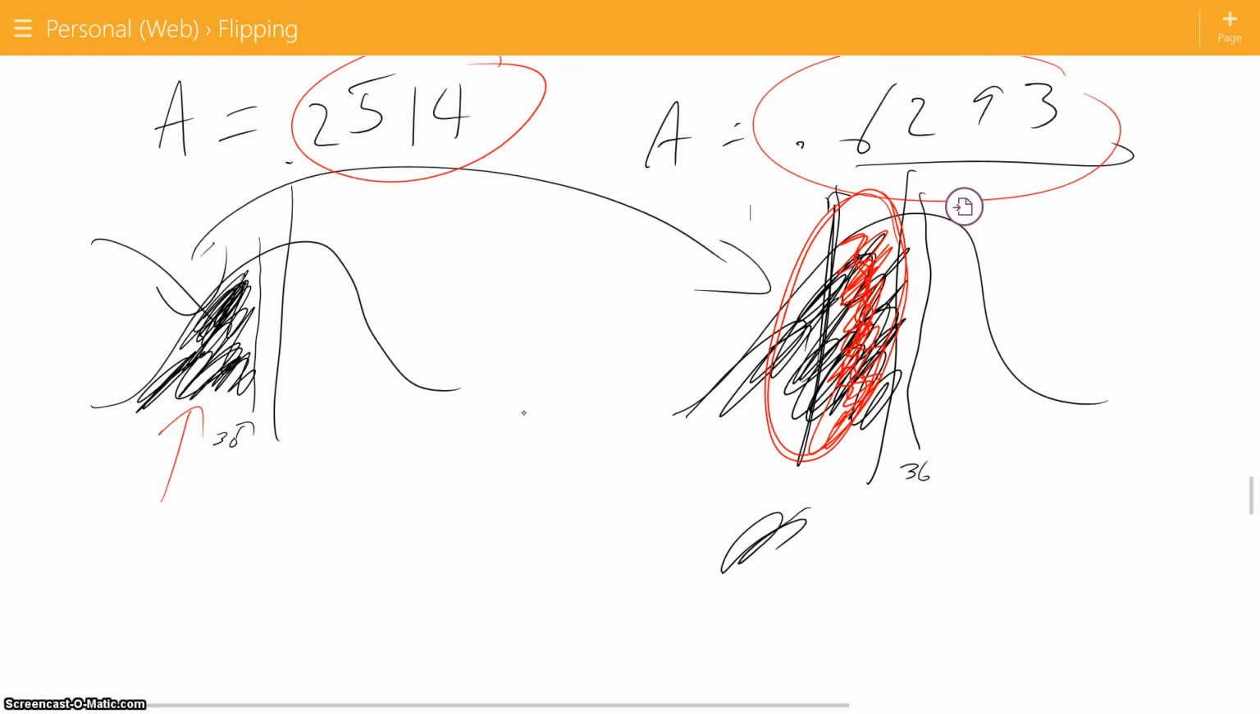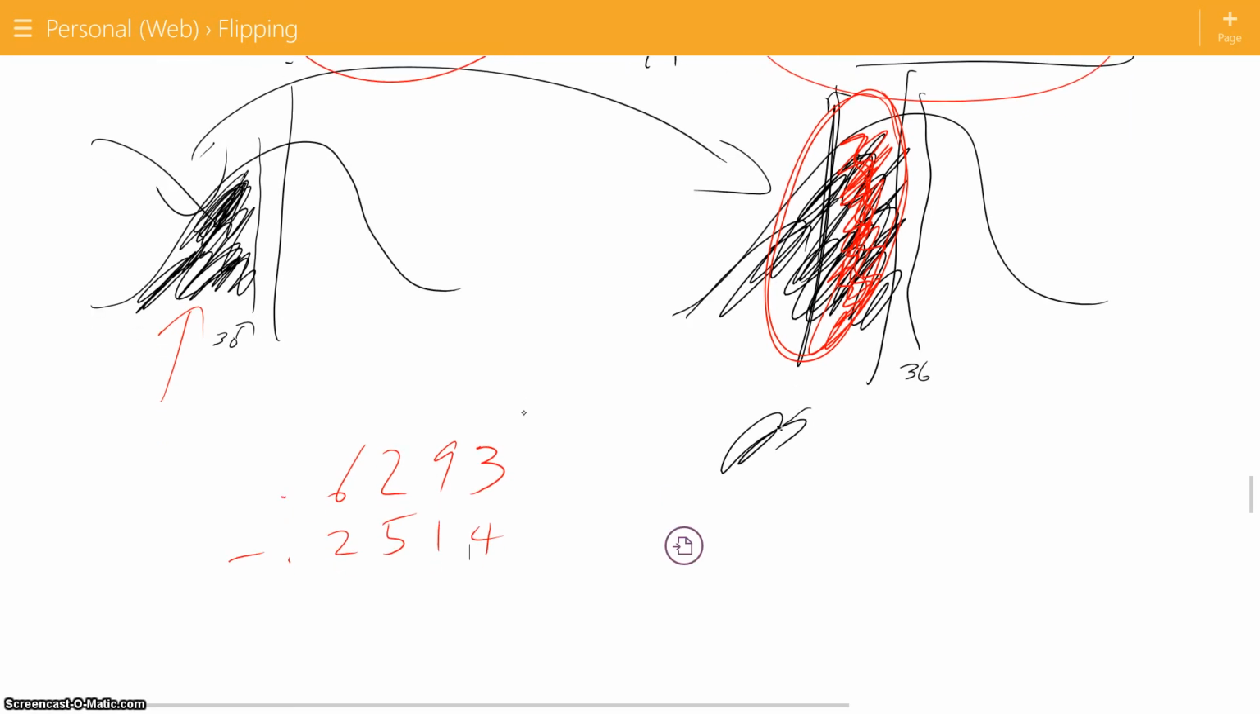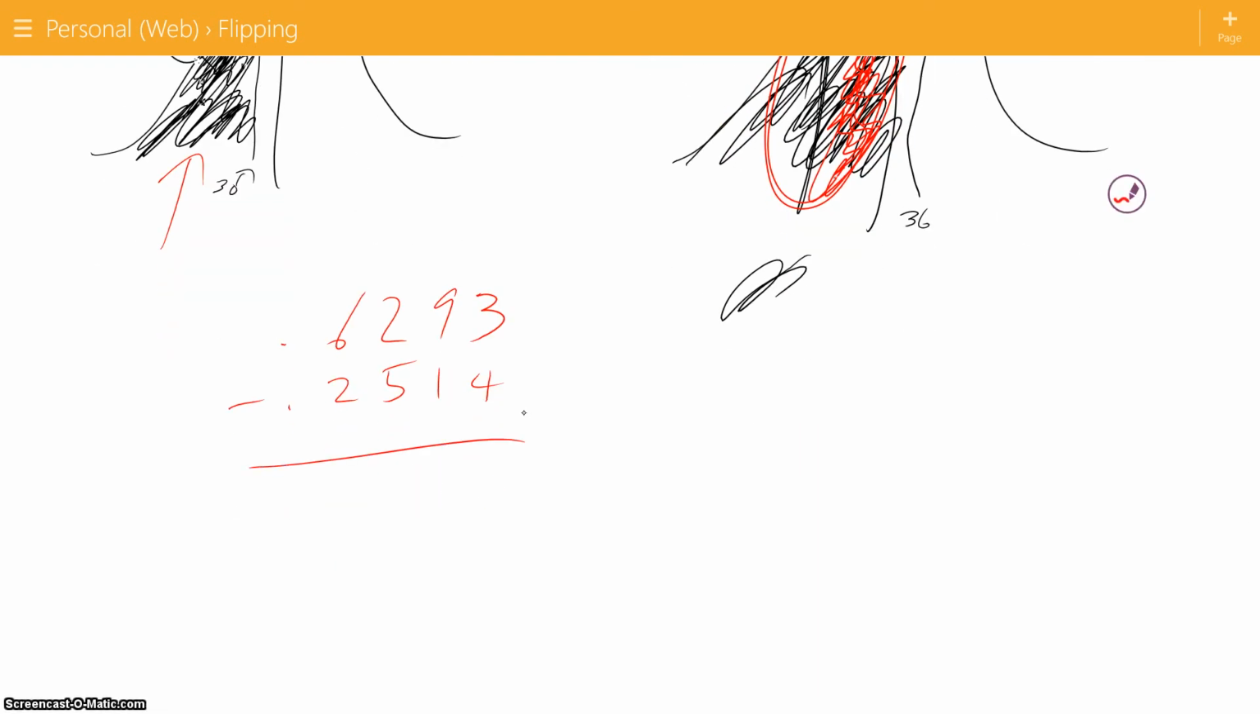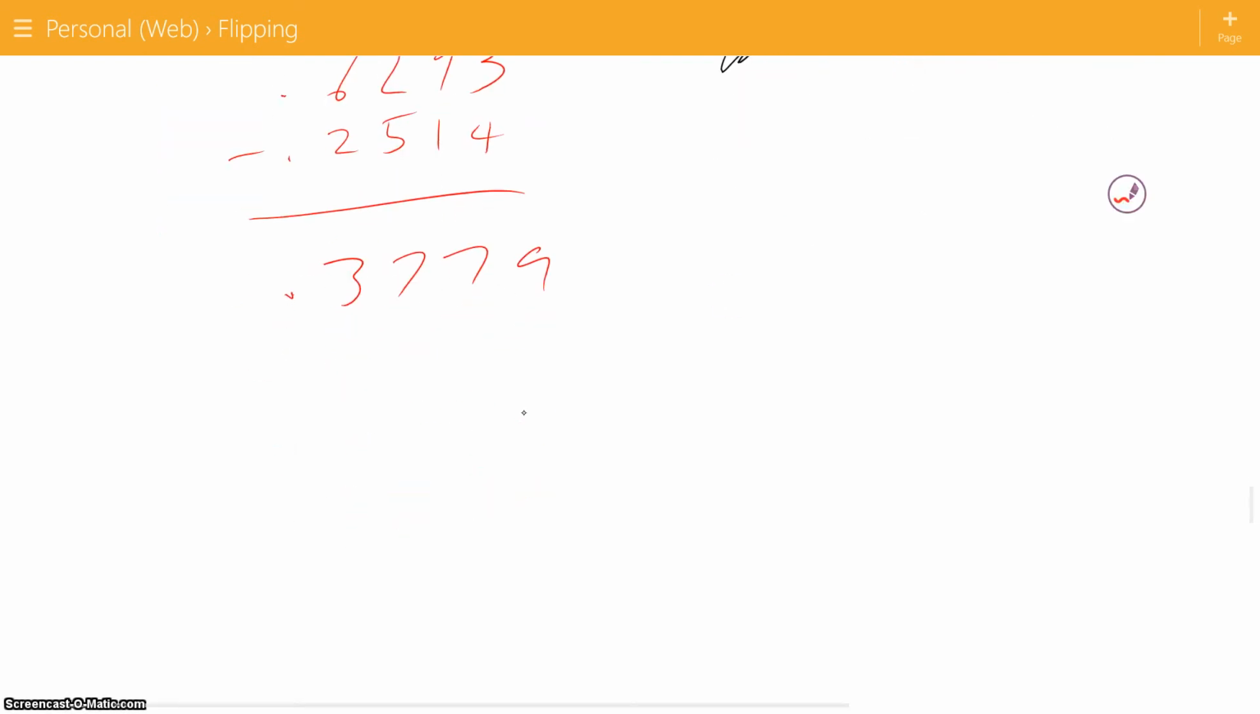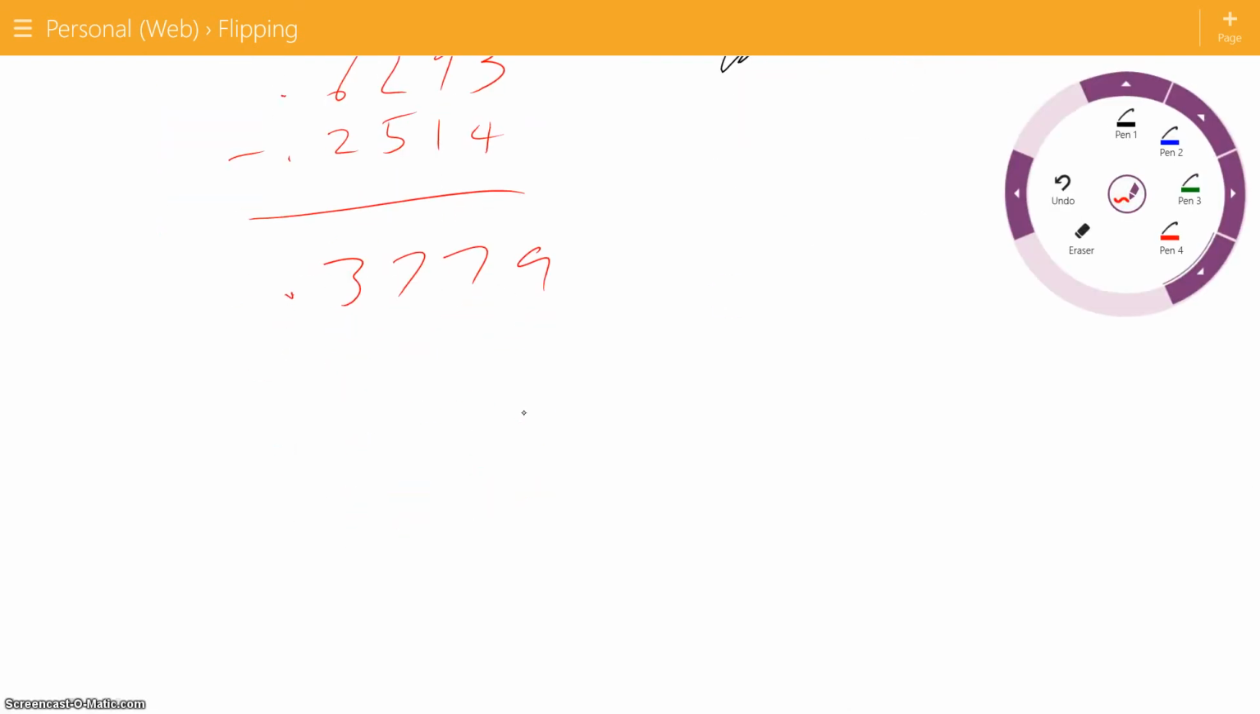Okay, so if I do 0.6293 minus 0.2514, what do I get? And we should have 0.3779.